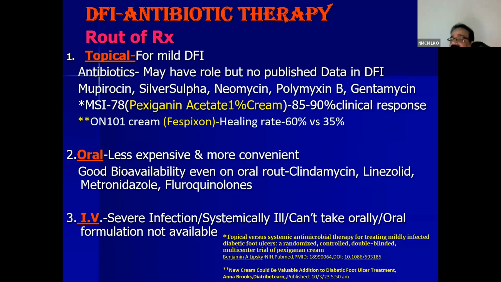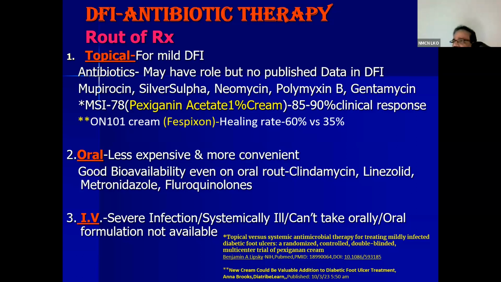Now, oral medicines are less expensive and more convenient. You should remember the list of these medicines. They have good bioavailability even by the oral route. The best bioavailability is linezolid; it is 100% bioavailable. Then comes clindamycin, which is around 80-85%, then metronidazole and fluoroquinolones. So if the patient is not vomiting and is tolerating the medicine, rather than giving intravenous linezolid, it is better to give it orally because it reduces the cost and side effects also. Remember, these are very important pearls.